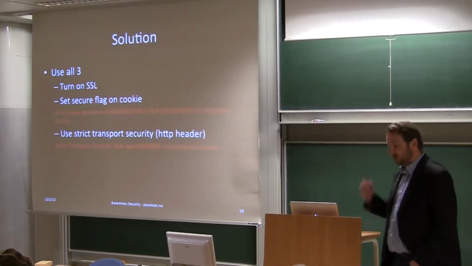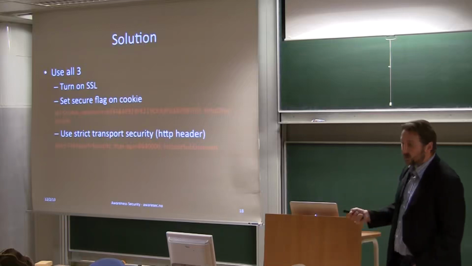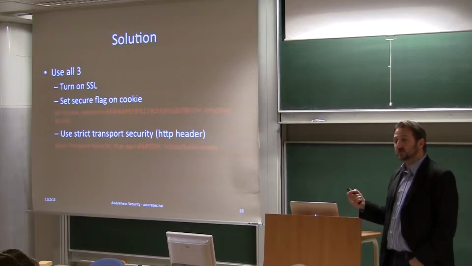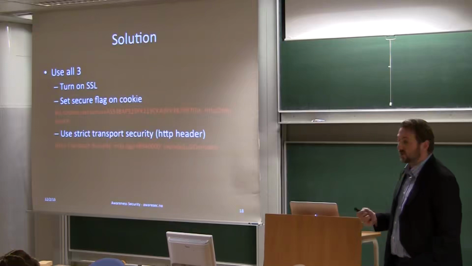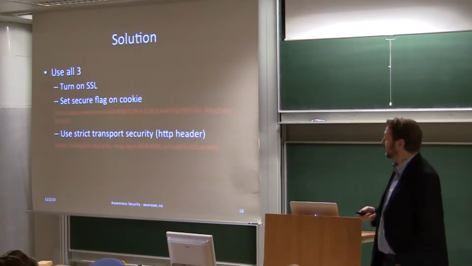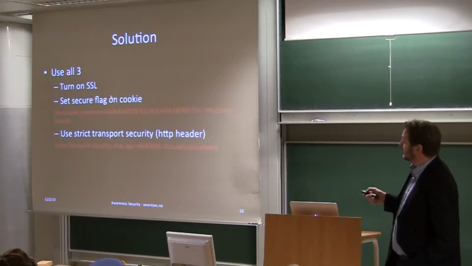So how do we solve this? Of course, the Firesheep way is anarchy. If you let anybody become a hacker and hack anybody, then of course they have to fix it. I think that's what happened with Facebook and Twitter. But there's a lot of other sites that have this problem. So you have to use all these three things.